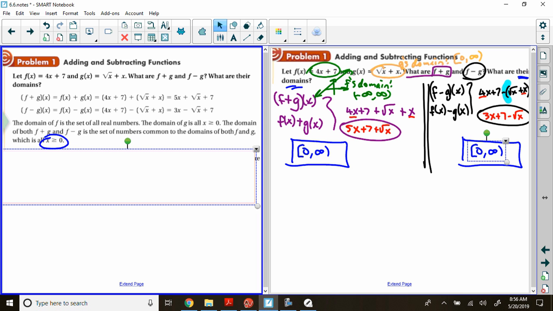Are there any questions about function operations and about their domains?